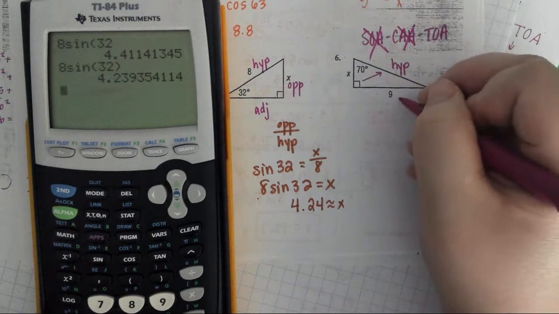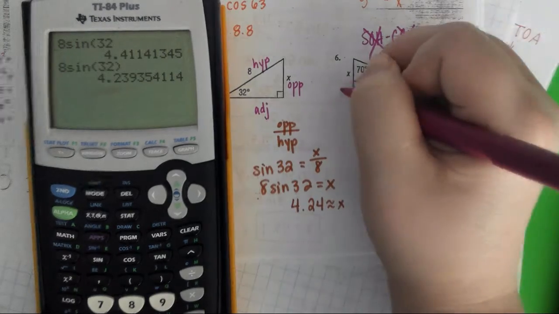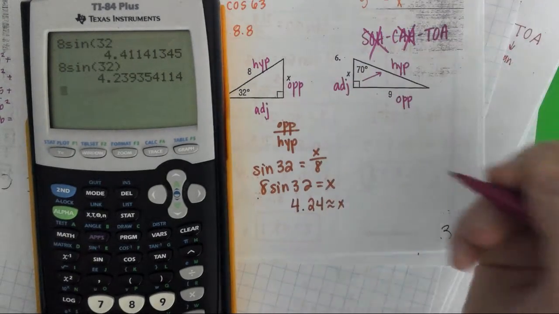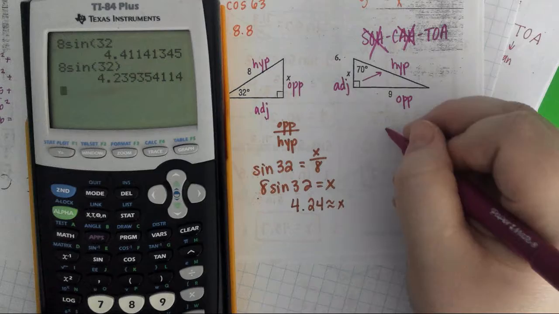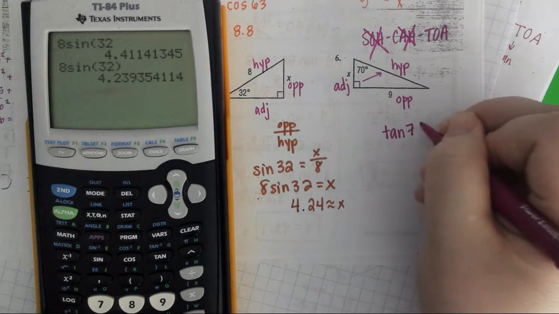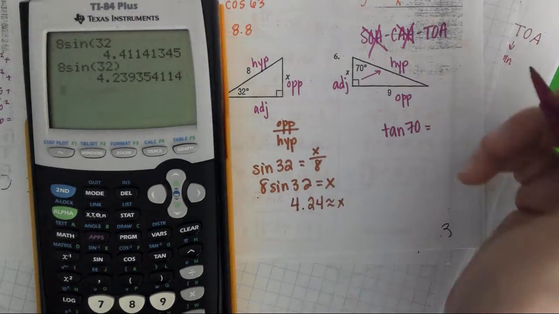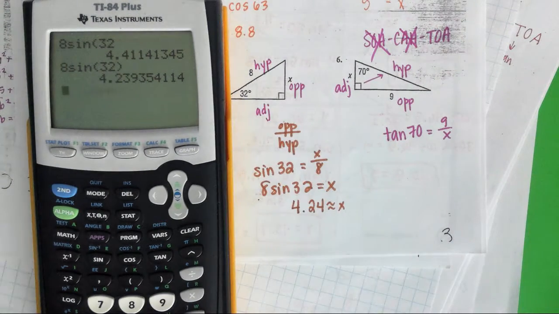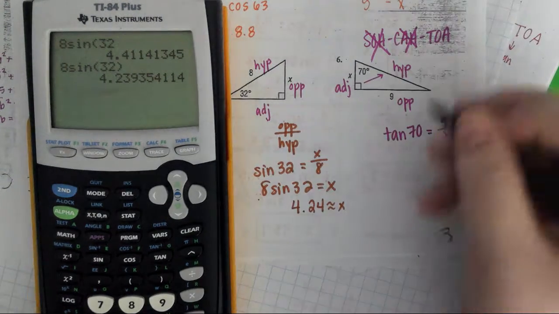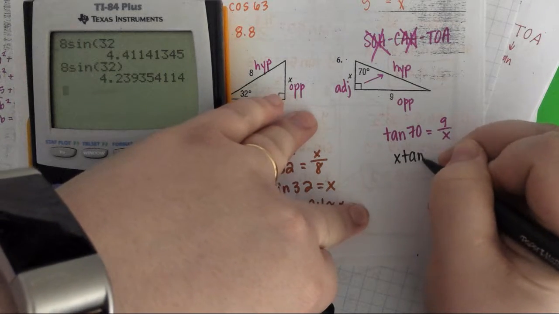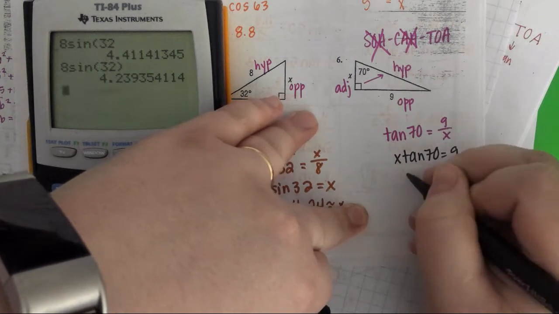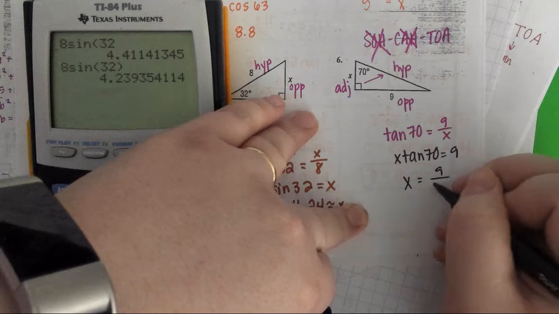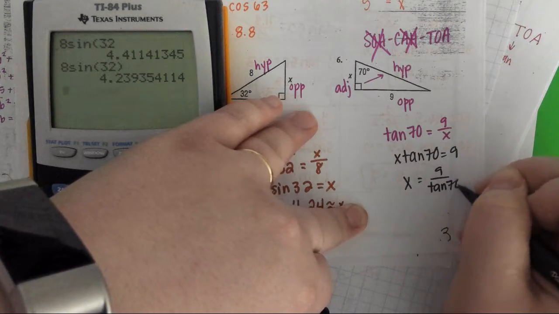Okay, so across from the 70 is the 9, so this would be the opposite, which means this x is the adjacent, so I know it's a tangent problem. So tan of 70 equals opposite over adjacent would be 9 over x. And suddenly life is not as much fun. Darn, it was much easier when x was in the numerator. When x is in the denominator, suddenly I got to do x tan 70 equals 9. Then x equals 9 divided by tan 70. Man, I had to do an extra step.